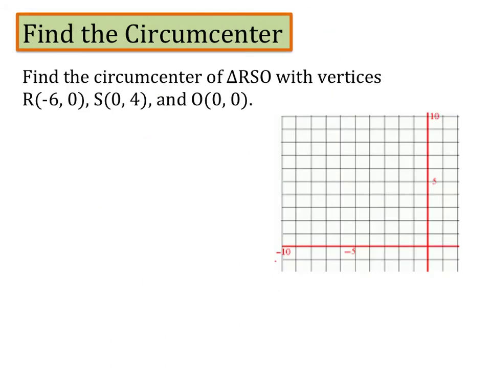Now let's find the circumcenter of a triangle. So we're going to find the circumcenter of triangle RSO with the following vertices. So let's draw the first point. So point R is at negative 6, 0. So that's our point right here. Point S is at 0, 4. So 1, 2, 3, 4. Here's point S. Here's point R. And point O is at 0, 0, right at the origin. So here's our triangle.